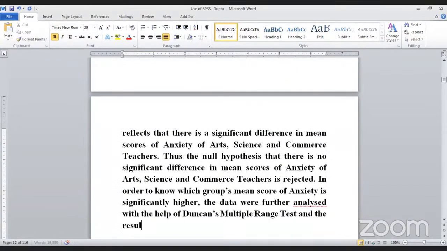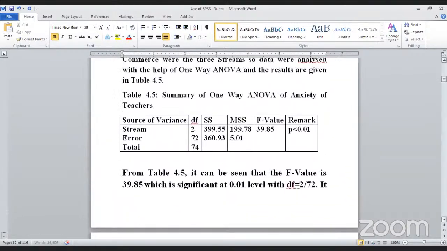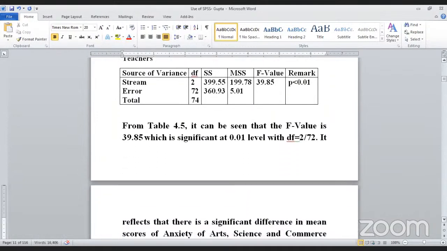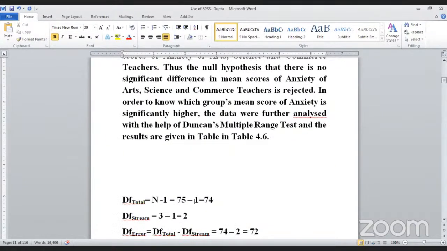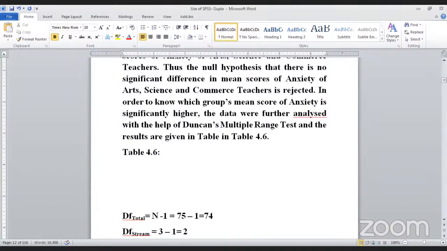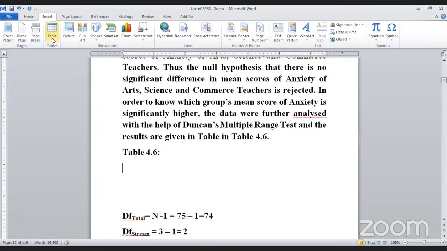And the results are given in table 4.6. So let me take here table 4.6. Let us insert the table.